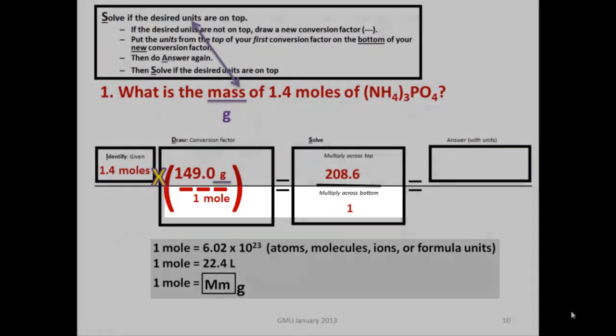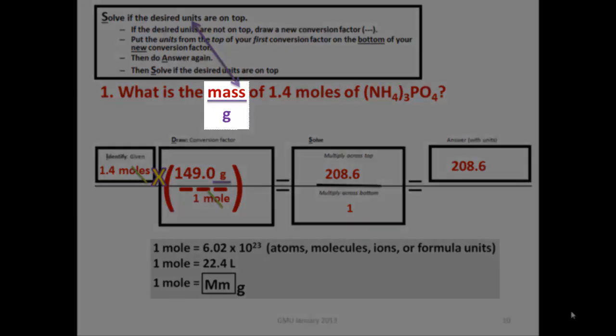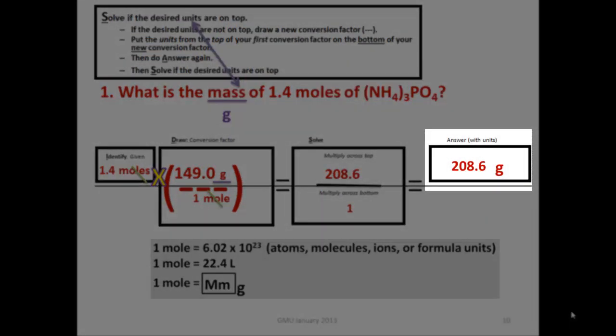And when you divide 208.6 divided by 1, you get 208.6. We're almost done, but we have to remember that you got to include units with all answers. So what units do we have? Well, the moles in the given and the mole on the bottom cancel out, and we're left with only grams. And because the question was asking us for the mass, which is grams, we know that grams will be the unit in our answer.